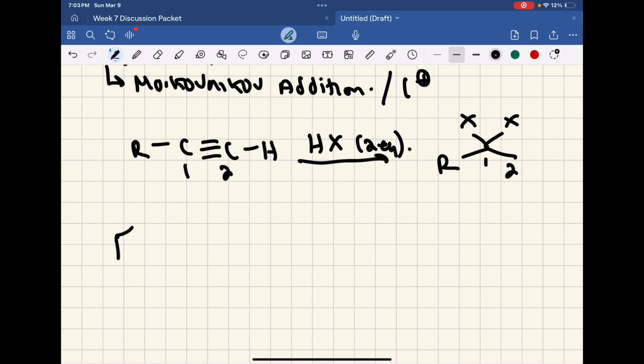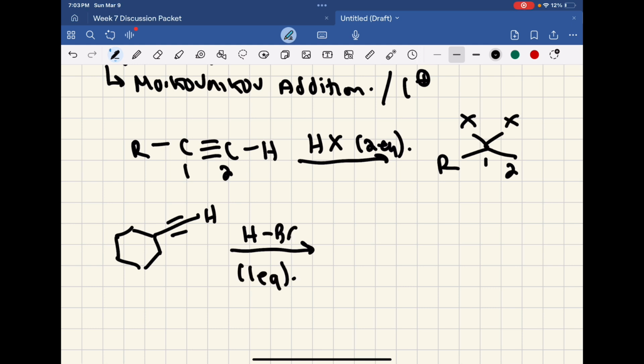If I had the cyclic structure with maybe a terminal alkyne sticking off, and I have one equivalent of HBr, this is the first equivalent. What happens? The pi bond is going to grab the proton and form a bromine anion. What does that look like? 1, 2, 1, 2. There's a double bond. Now, where would this carbocation go? Does it go at 1 or 2? Well, Markovnikov's rule says it should go at the more substituted position.